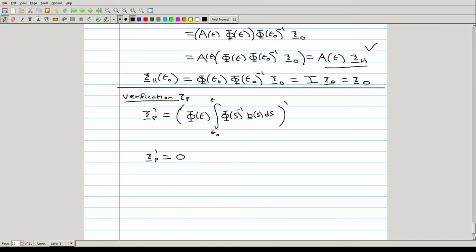So this derivative will be phi prime of t times this integral, plus phi of t times the t derivative of this integral. And using the fundamental theorem of calculus, this is going to be equal to the integrand evaluated at t, which will be phi of t inverse matrix multiplied by B of t.